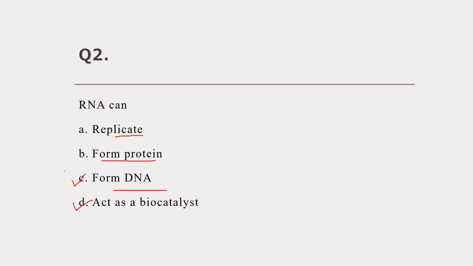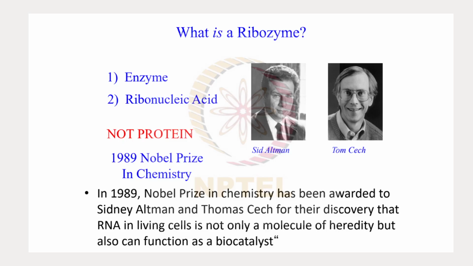that is, RNA forms DNA. We can relate it to these two options also, but a lot of machinery is required for it, so it can't be said that protein or RNA can replicate directly. Ribozymes can replicate, but RNA cannot replicate. Let's talk about it more. So the next thing is ribozyme. This is ribonucleic acid and enzyme, and it is not a protein.